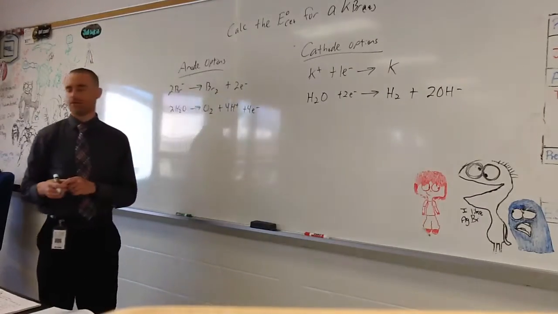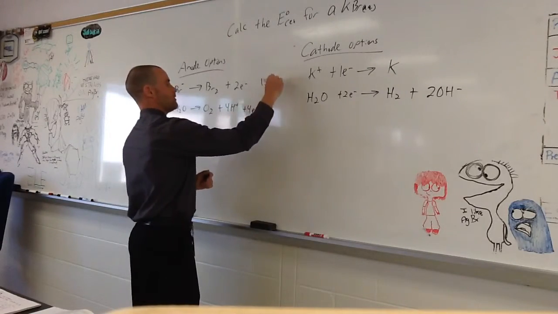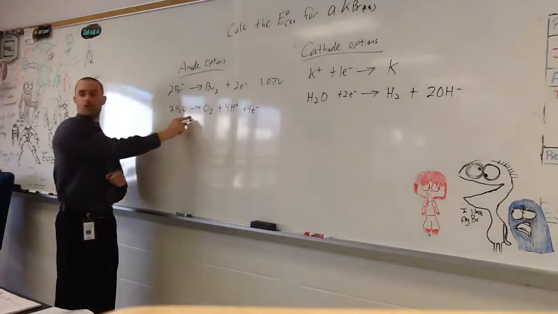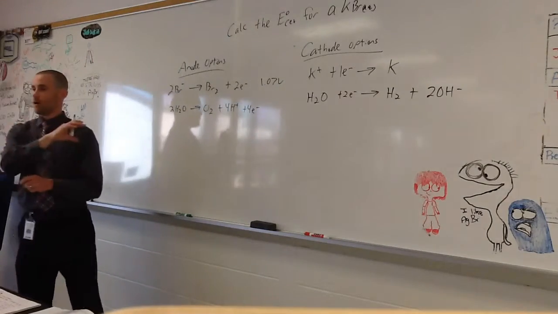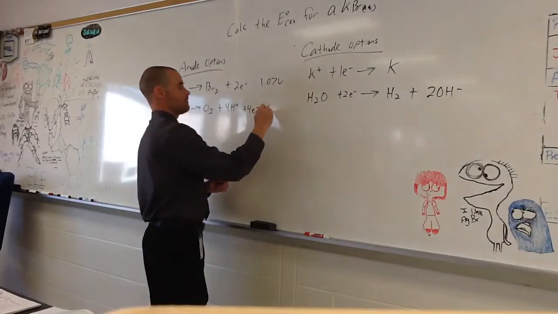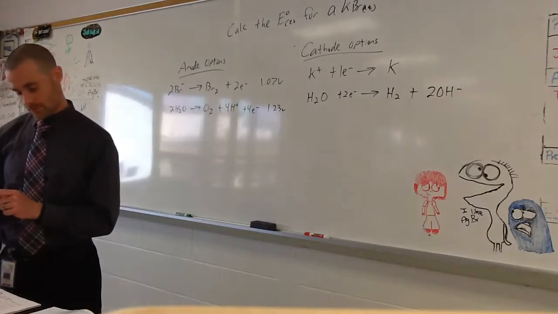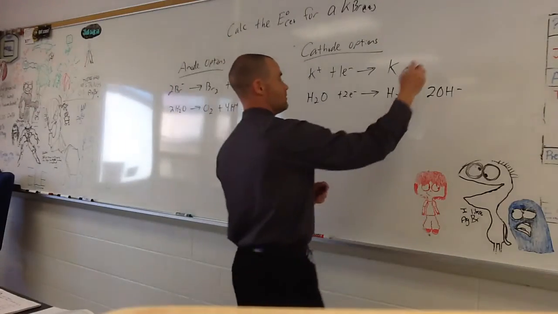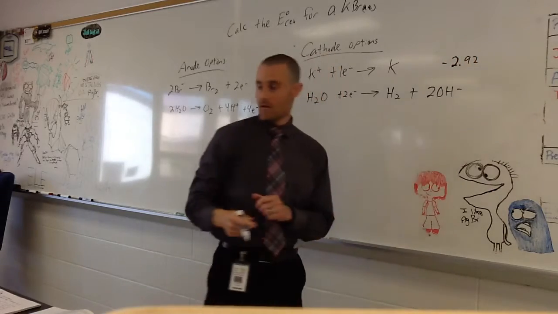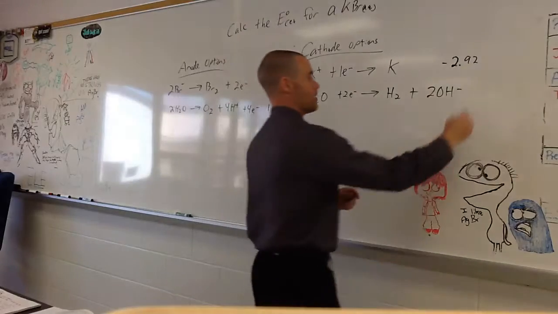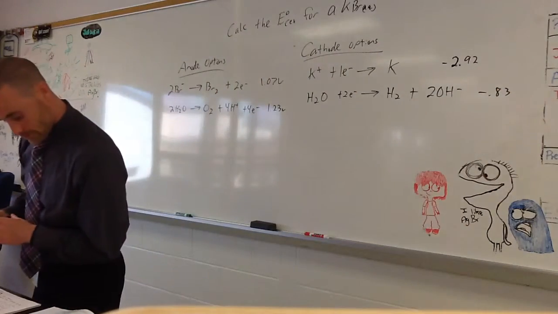Let's look up their voltage. What's the voltage for the Br minus? 1.07 volts. What about this one? 2H2O yields O2. I might have flipped that one. 1.23. All right, K plus. Negative 2.92. Negative 0.83 for this one right here. Okay.